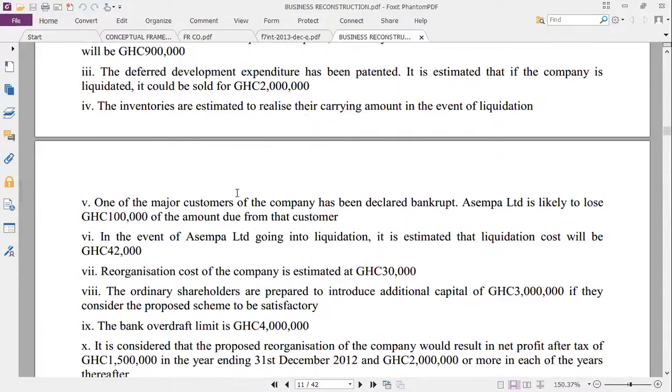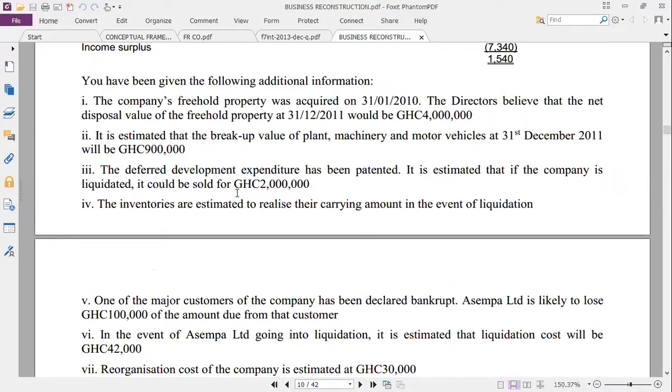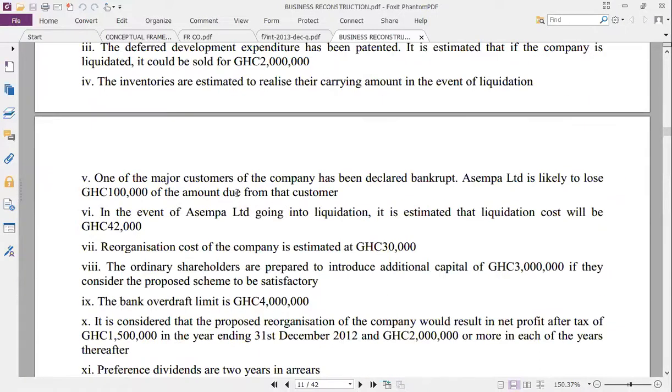All of these are statutory owing. In this question, did you see some of them? Let's see if you have something like that in this question. Asempa statutory owing. Let's go to number 7.